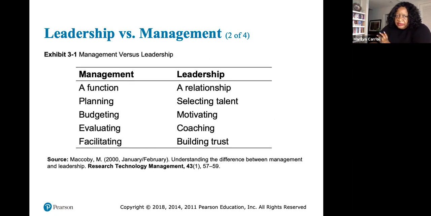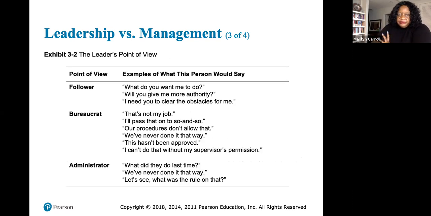So let's look a little forward and take a little bit of a dive. Management versus leadership. Management is a function. Leadership is a relationship. Management does planning, budgeting, evaluating, and facilitating. Whereas a leader, the relationship person, is selecting talent, motivating, coaching, and building trust. Very important, the difference between the two. One is a function and one is building relationships.